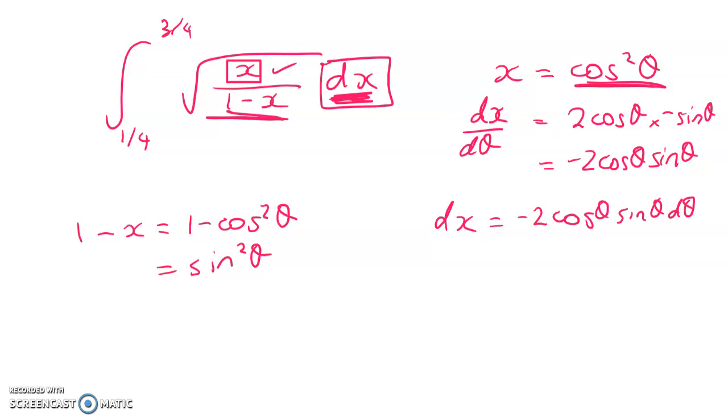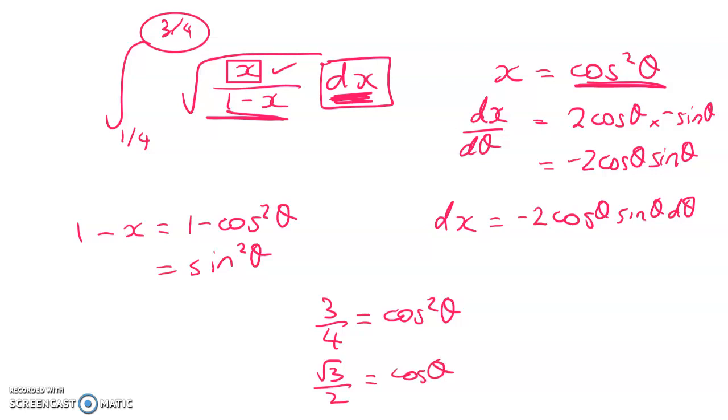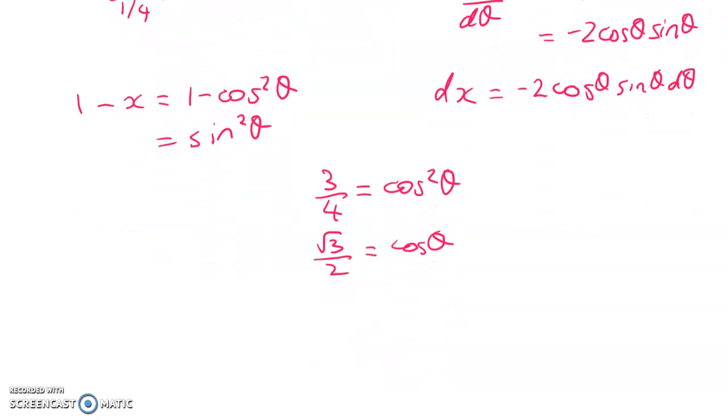Right, now let's look at the limits and see what we've got here. Well, this is an x limit. So 3/4 is equal to cos squared theta, which gives me root 3 over 2 is equal to cos of theta. Okay, so using our special triangle, what have we got? Well, we've got 1, root 3, and 2, and cos of theta has to be here.